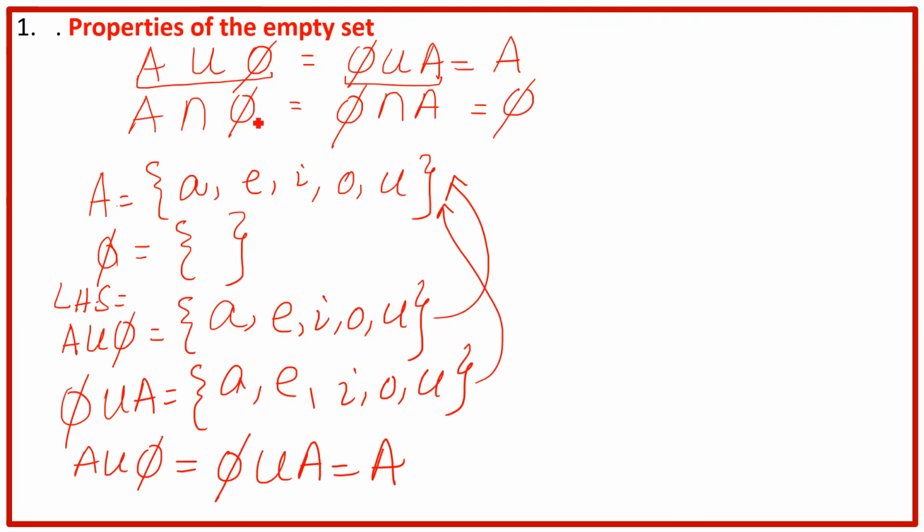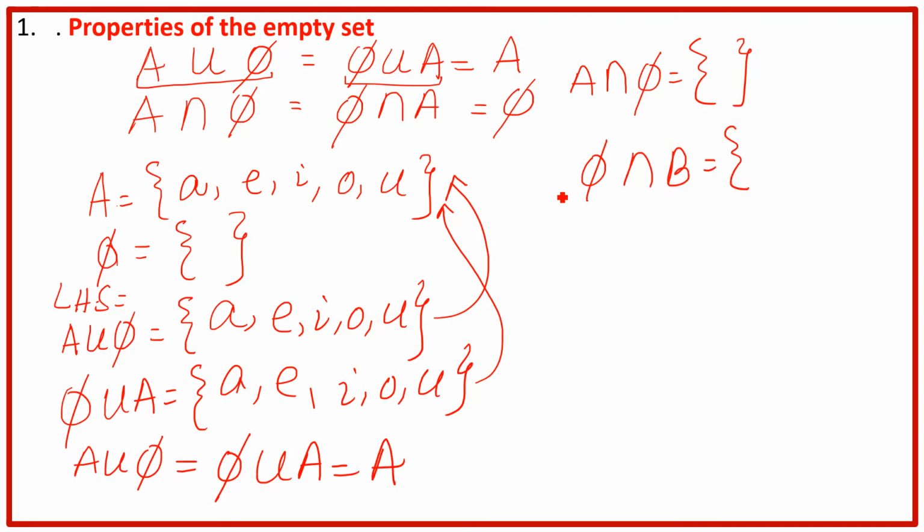Second one is A intersection empty set. Intersection means common, whatever is common between this and this. Because this is empty set, we do not have any element, so it will remain the empty set. There is nothing common between A and empty set. So what about empty set intersection A? Here we are comparing A and empty set, now we are comparing empty set and A. Again, nothing is common.